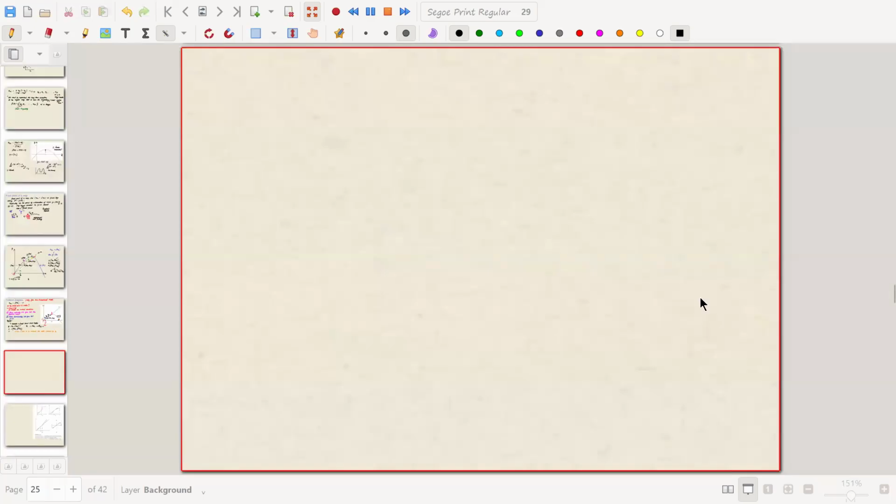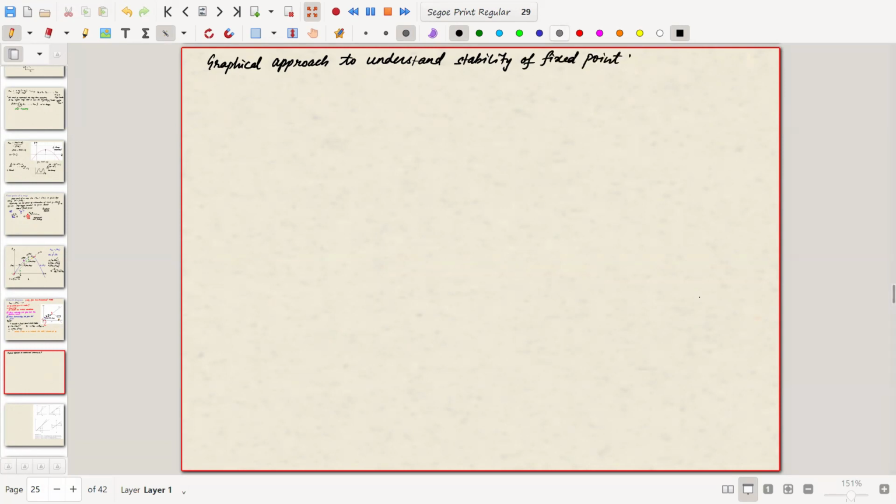All right. So we saw a graphical approach for the fixed point stability. A graphical approach to understand stability of fixed point. What is that? Can you tell me what is the graphical approach? Yeah, but what is that concept called?